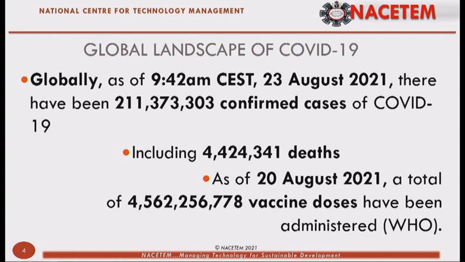As at 23rd, COVID currently confirmed cases is 211 million cases confirmed globally, and this includes 4.4 million deaths thereabout. This was just assessed, I think, a few hours ago. And as at 20th, we have about 4 billion vaccines released but not yet administered. Now, why the need for this landscape?